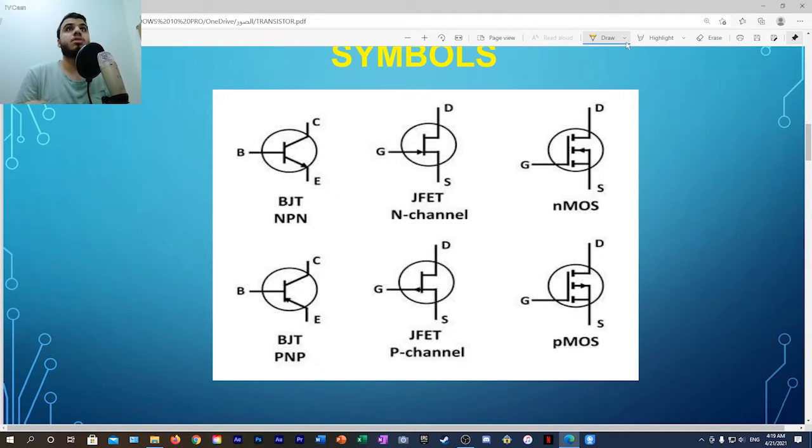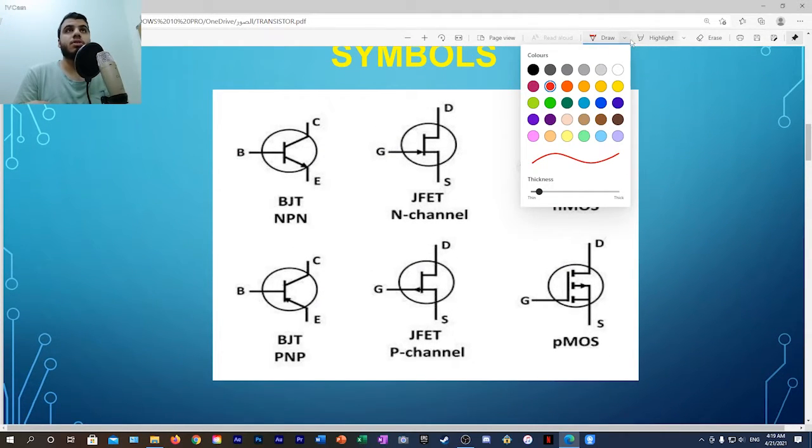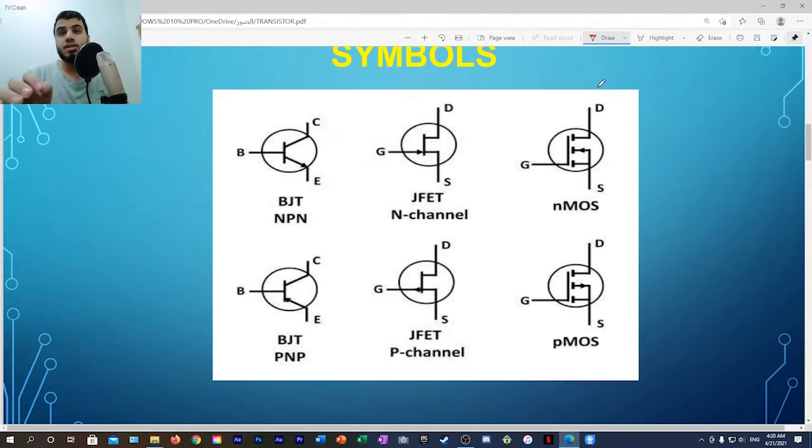What's this? Yes, this is like what I said in the previous slide. In the NPN, current flows from base to emitter, whereas in the PNP it flows the opposite way, from emitter to base. So let's go to another slide.